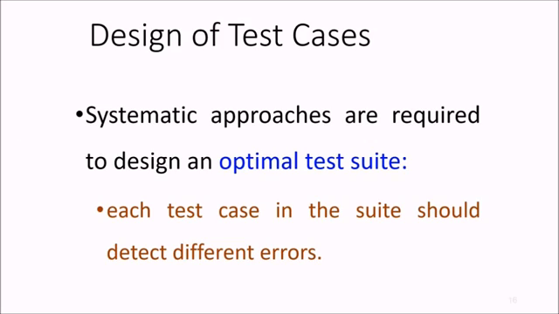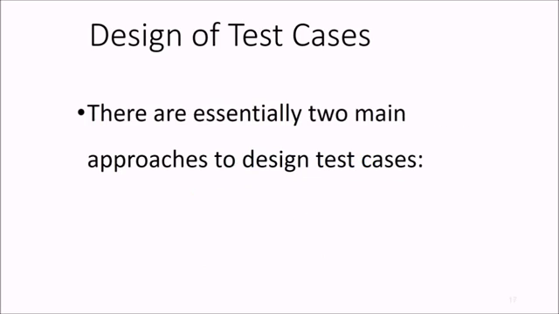So now we know that there have to be some systematic approaches which are required to design an optimal test suite. A combination of test cases is only a test suite, so each test case in this suite should detect different errors. Test cases should not be such that they identify only similar errors. So test cases should detect different errors.